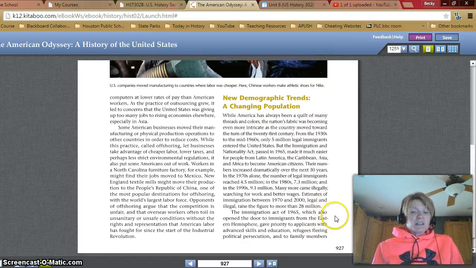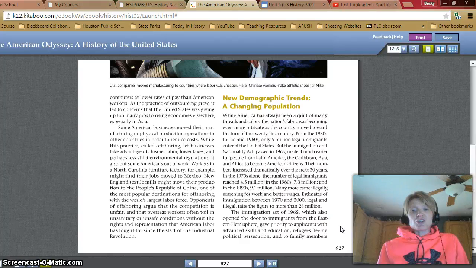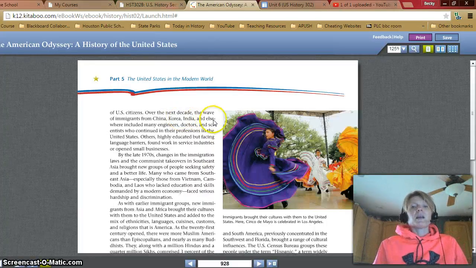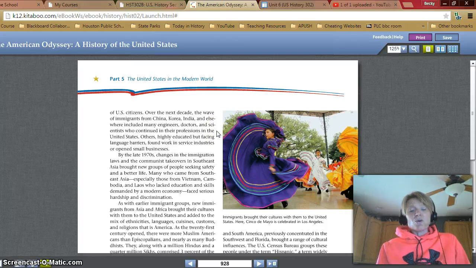The Immigration Act of 1965, which also opened the door to immigrants from the Eastern Hemisphere, gave priority to applicants with advanced skills and education, refugees fleeing political persecution, and to many family members of U.S. citizens. Over the next decade, the wave of immigrants from China, Korea, India, and elsewhere included many engineers, doctors, and scientists who continued in their professions in the United States. Others, highly educated but facing language barriers, found work in service industries or opened small businesses.